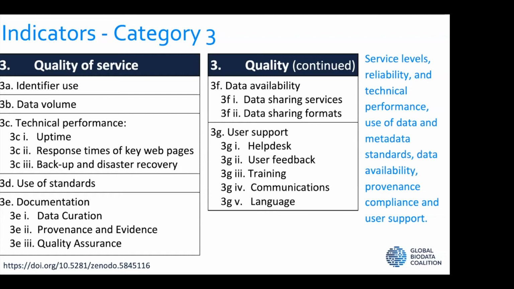Then data availability, reuse of data is extremely important. So what data sharing services does the resource offer, and what formats is the data offered in via those sharing services? And then extremely important, the user support in 5 ways: help desk, user feedback, training, communications, and we also want to know about the languages in which the data resource is made available. So that's all your service, reliability, and technical performance, and metadata standards are all covered in category 3.